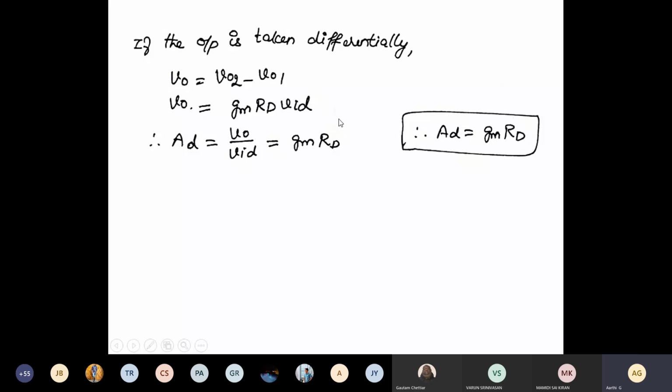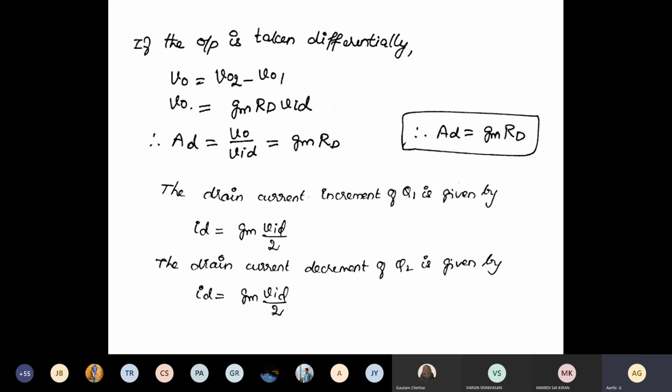This expression we have used in calculating the numerical. We did one numerical based on this expression in the previous class. If it is mentioned as differential output, then we have to use this gain expression. Differential output or double-ended output, we have to use this expression. If it is mentioned single-ended output, we have to use the gain expression GMRD by 2.